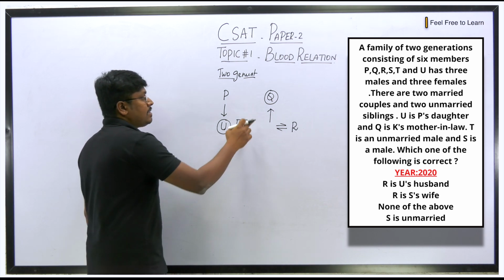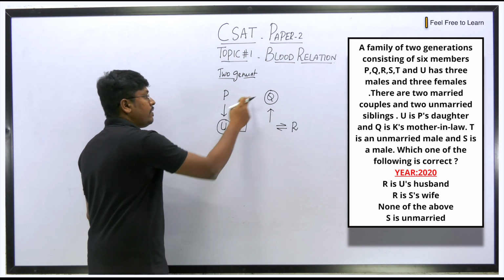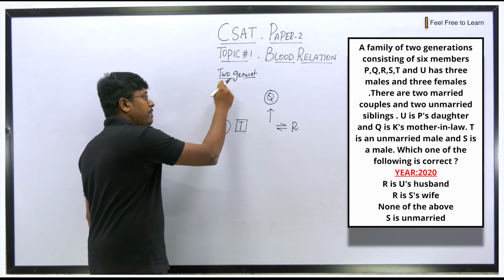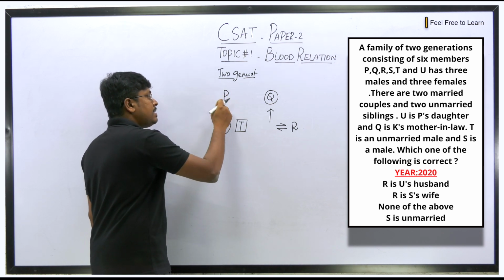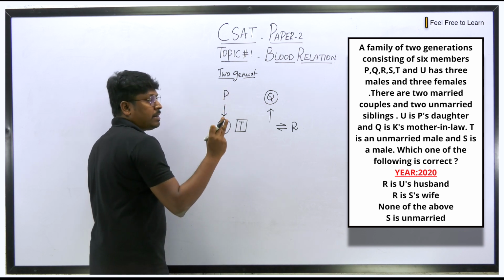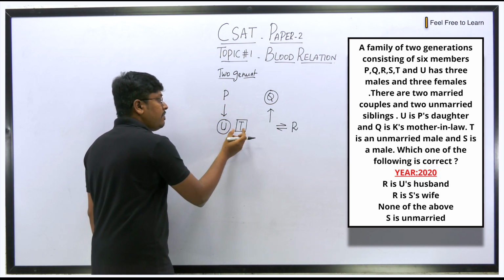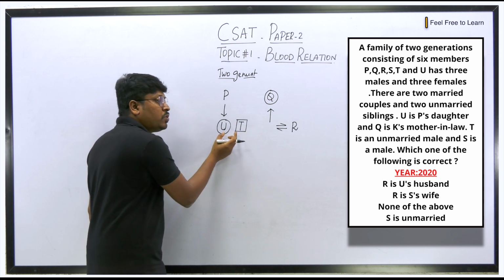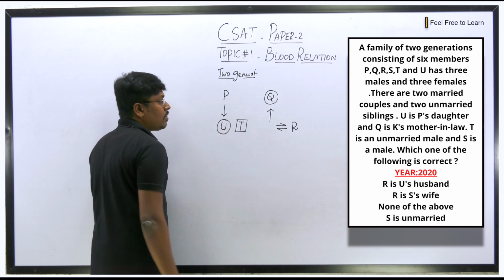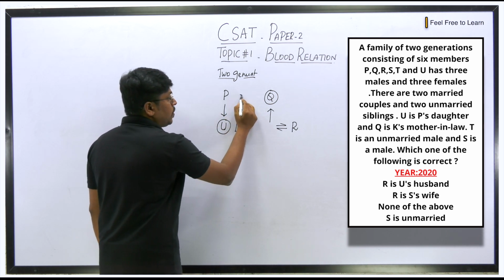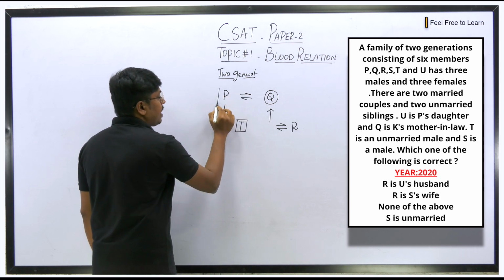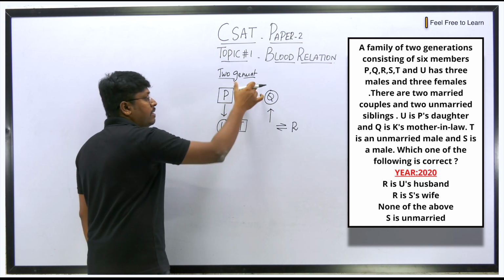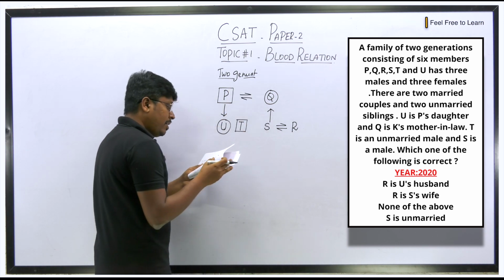So we already fixed 2 female persons, right? Only 1 female person is remaining. If I fix this as a female person, then there should be 2 married couples. This will be 1 married couple and we can't fix another married couple. Why? Because T is unmarried and there should be 2 unmarried siblings. So definitely it is not possible. So I think what we can do here is, they both should be a married couple, right? If they both are a married couple, this will be 1 couple, and we already know that S is a male.